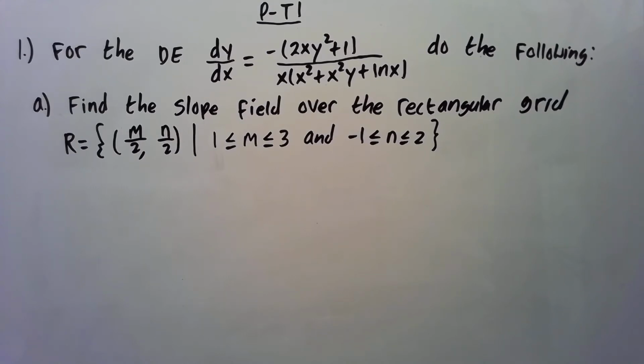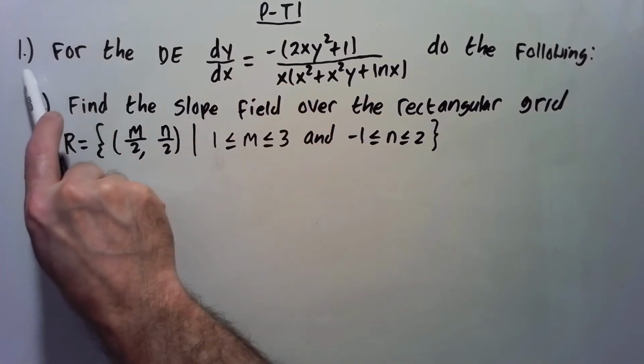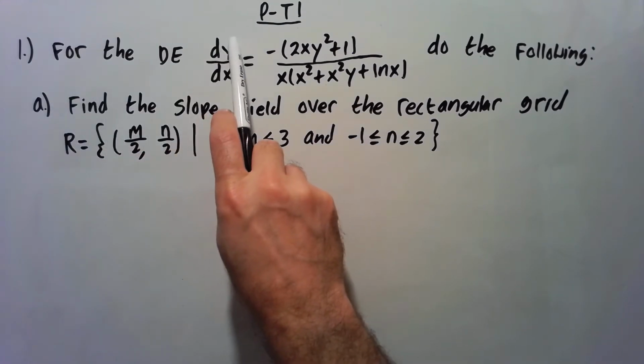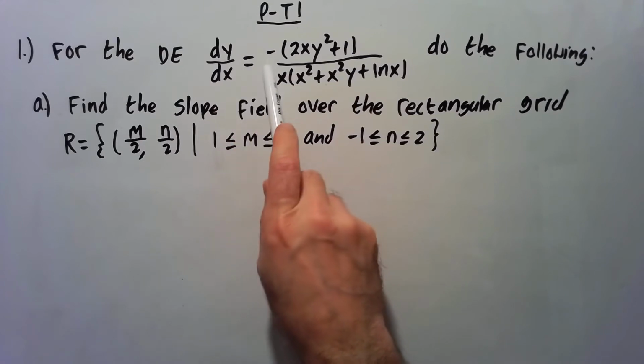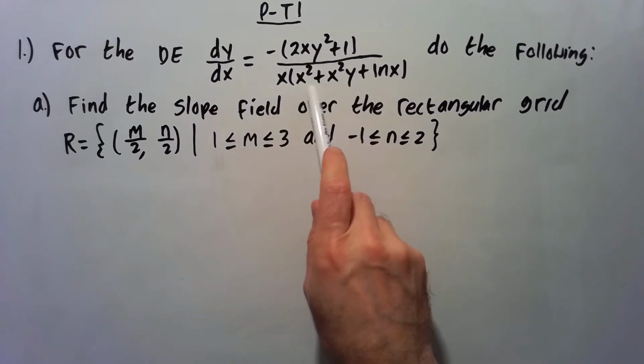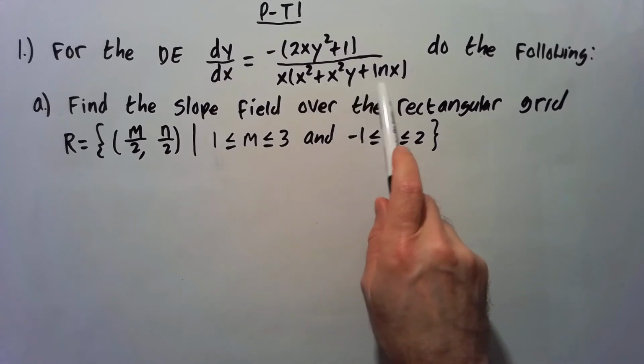Okay, so let's look at practice test 1, number 1a. We're given this differential equation. We have to solve for dy/dx equals negative 2x y squared plus 1 over x times x squared y plus ln of x.